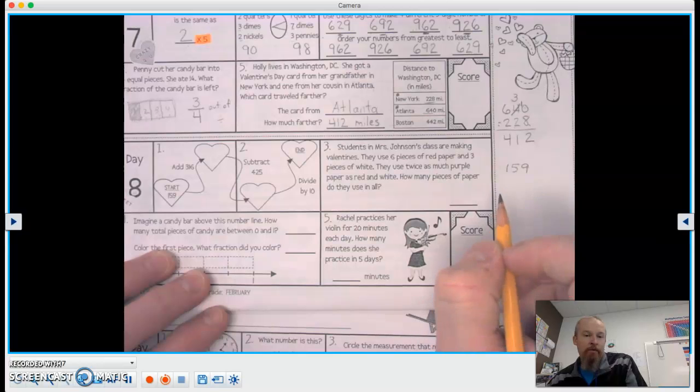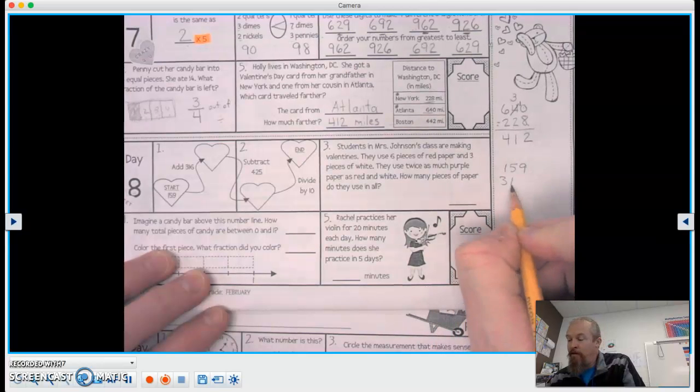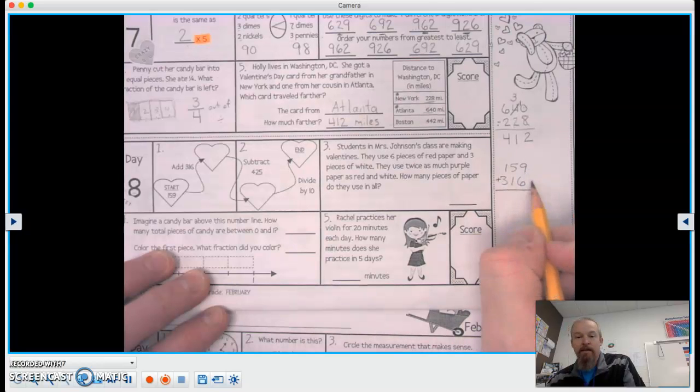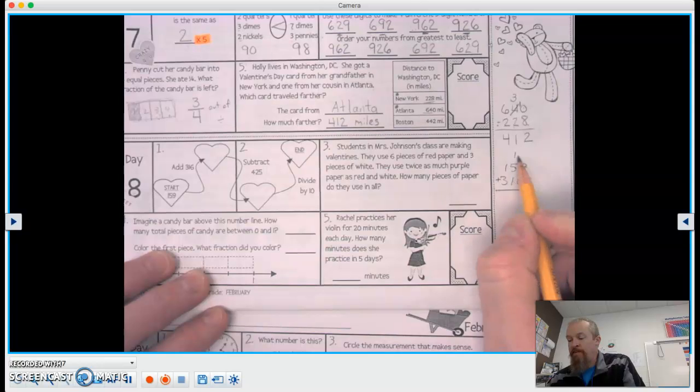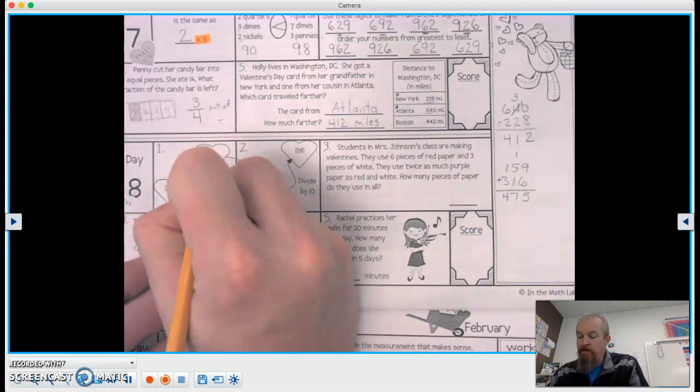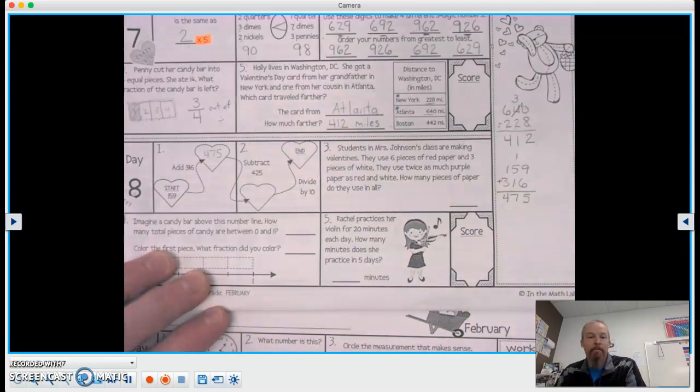159, and we're going to add 316. Okay, 6 and 9 is 15. 5, 6, 7. 3 and 1 is 4. So our number in this heart is going to be 475.